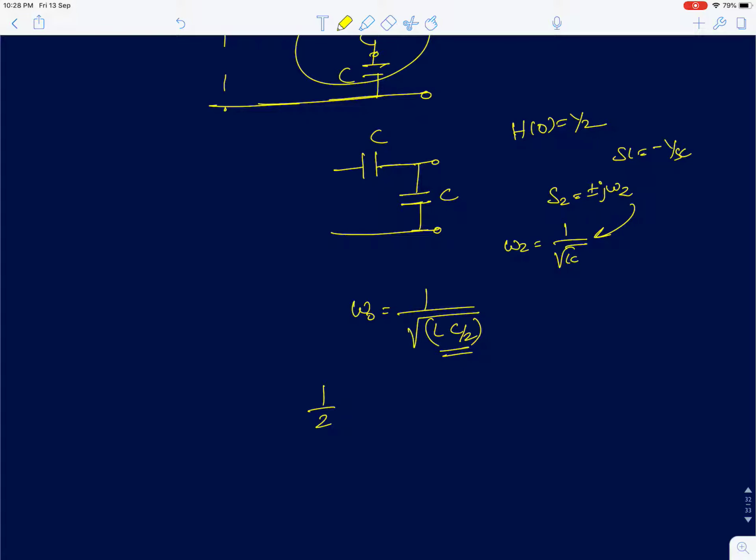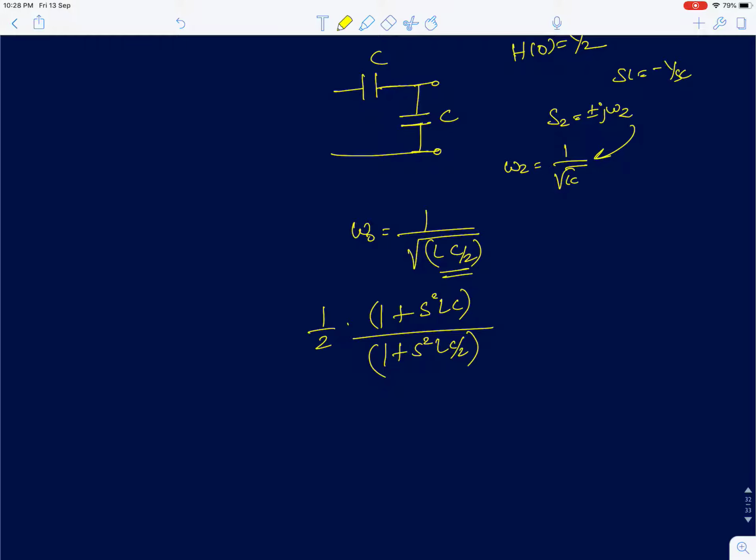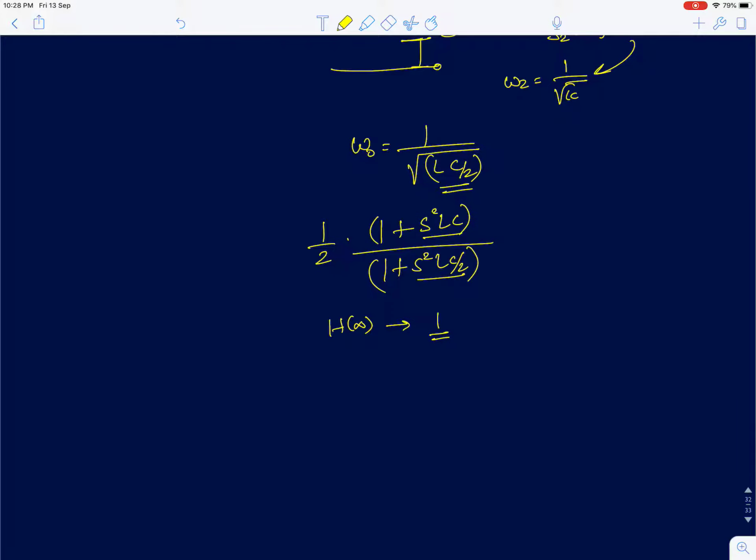Now we have everything to write the transfer function. So the gain is half, the 0 is (1 plus s square LC), and the pole is (1 plus s square LC by 2). Now from this transfer function, just to verify it, your H infinity is actually equal to 1, right? If I take the ratio of these two, you get 2, and that into half is going to be 1. And we need to check if it's 1 or not. At high frequencies, the gain is 1.